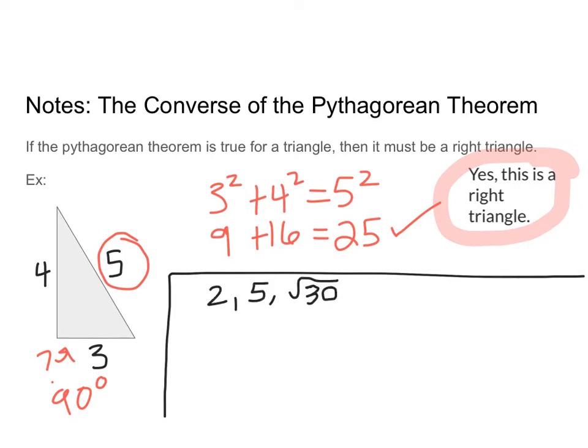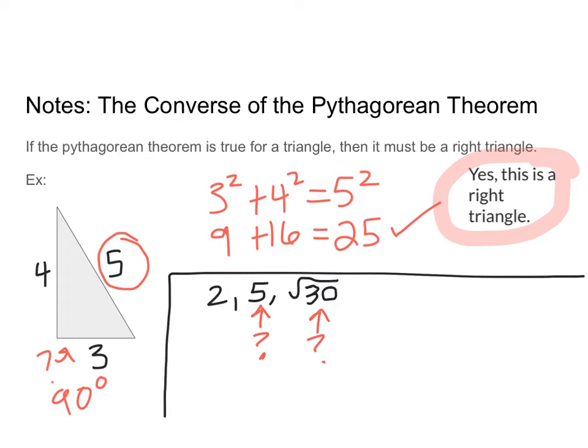So let's say that we have a triangle with one side length of 2, one side length of 5, and one side length of the square root of 30. So now we have to decide which of these is the possible hypotenuse and which two are the possible legs. Because once again, we don't know if this is a right triangle or not. So in order to do that, we need to know which length is the longest. So that means, is 5 longer or is square root of 30 longer?